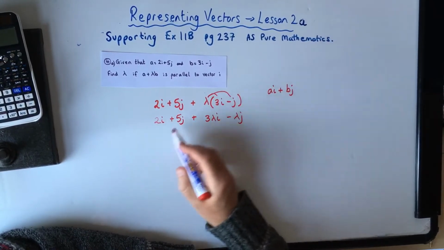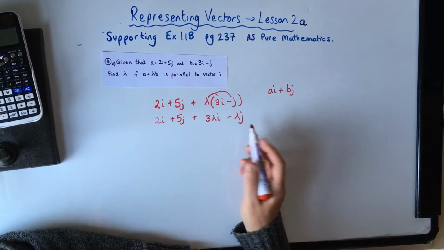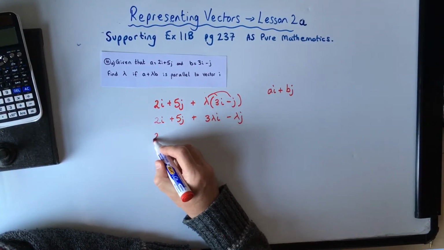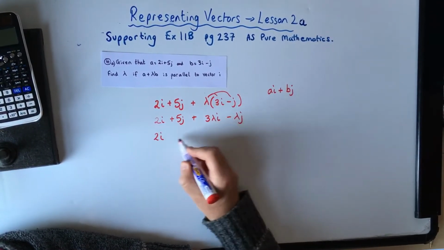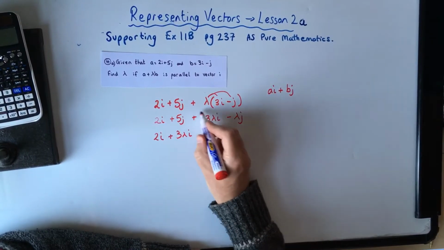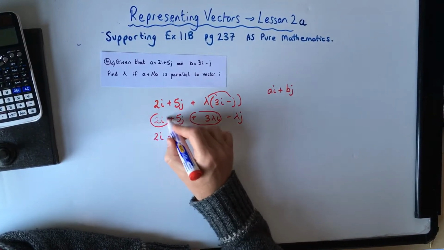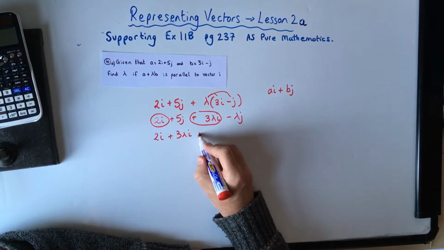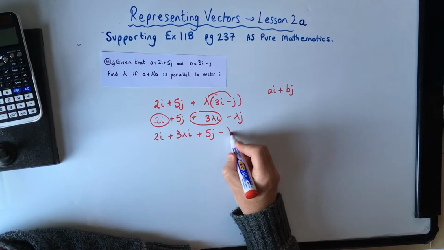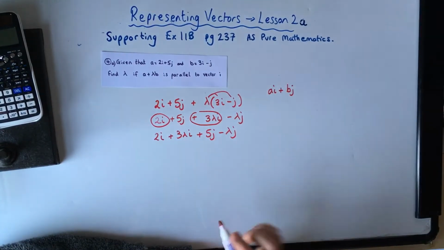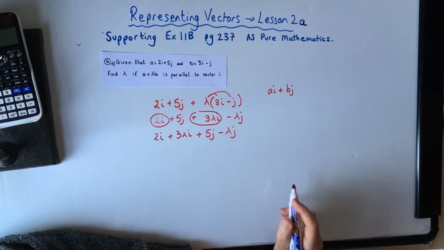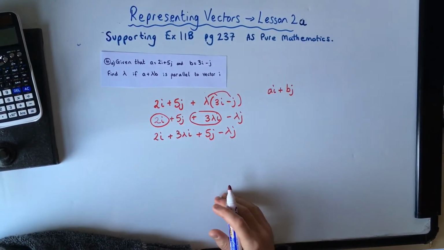So we do that. I always do the extra step, which is to write all your i's together. So we've got a 2i and we've got a 3 lambda i, so that's that one and this one. And your j's together on the end, because i's come before j, so 5j minus lambda j. Okay, it doesn't matter which way around they go, but the i's are first before the j's.